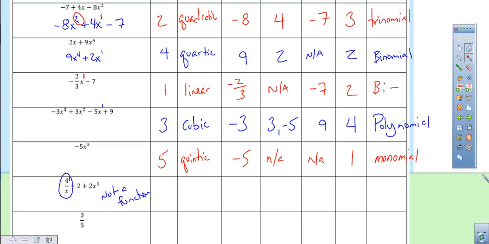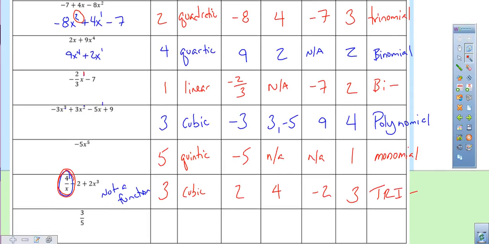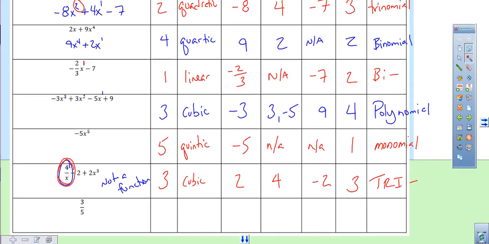And the next one, if we went ahead and named things, the degree for this one would be 3. We'd classify that as a cubic. The leading coefficient would be 2. The coefficient will be 4. The constant will be -2. There are 3 terms, and that would be called a trinomial. But remember that this is not a function because of that. So even though we name those characteristics, this would be considered not a function. But don't sweat that part.